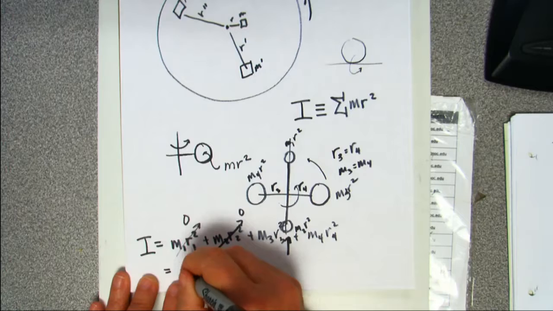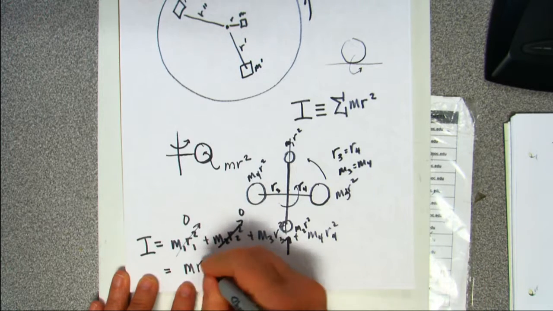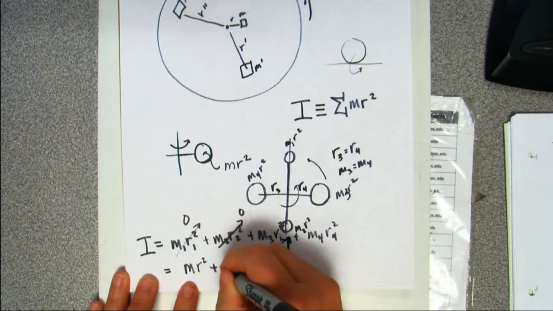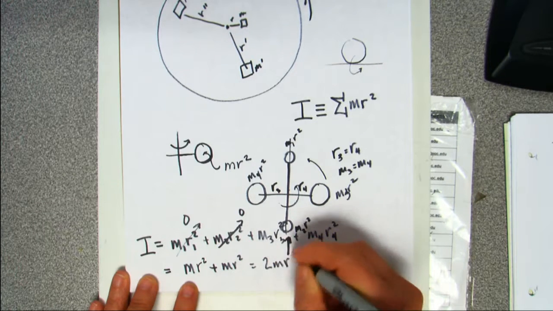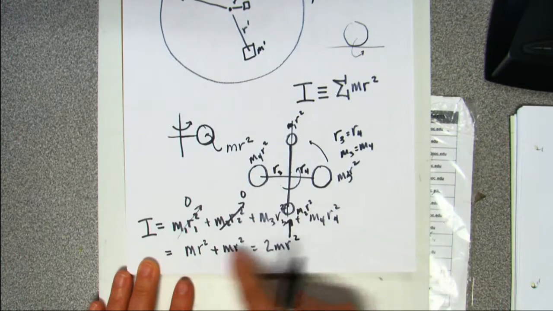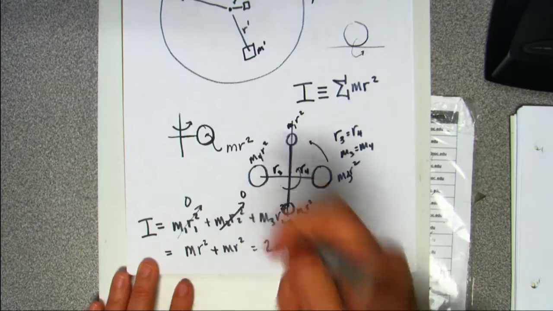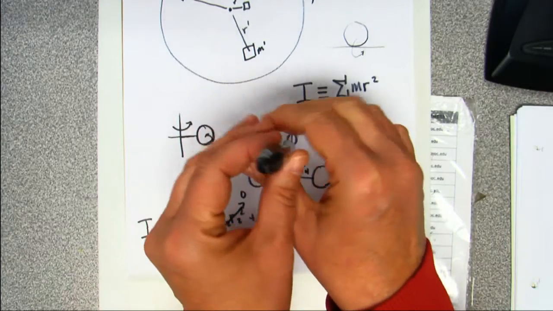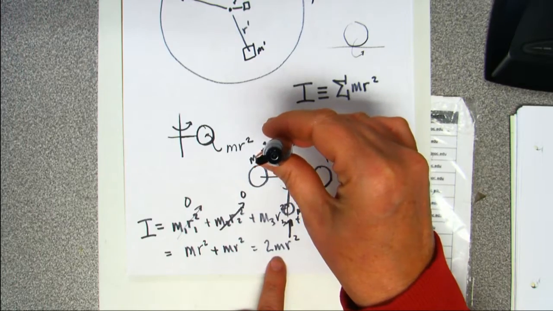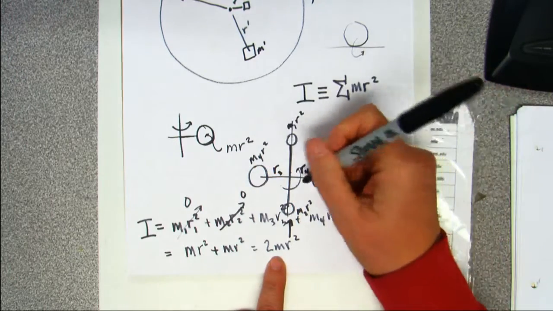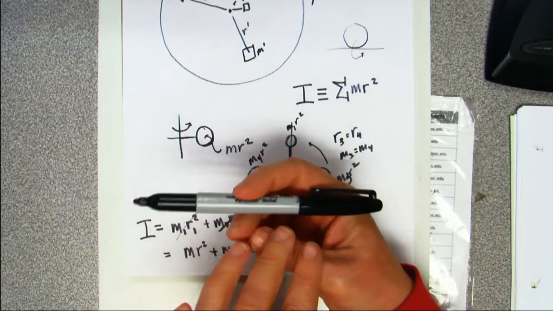So I'm going to have now M, because those masses are the same, R squared plus MR squared is going to give me 2MR squared. So for rotating it this way, in this direction, I'm going to get a moment of inertia that's 2MR squared. Now, if I'm rotating it such that it's rotating around a plane this way, things are going to be different.